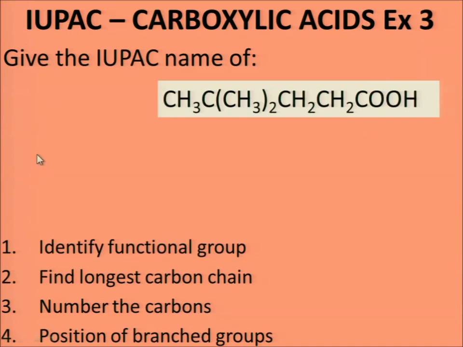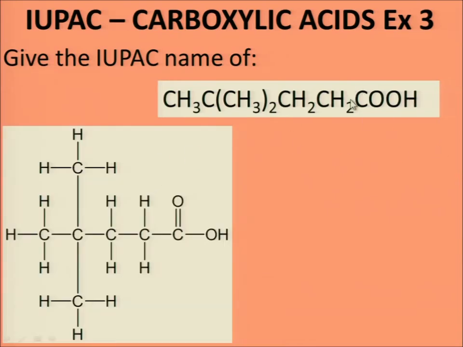Example 3. Give the IUPAC name of this molecule. Now this is the condensed structural formula. So now you first have to draw the whole structure out to see how to number your carbons. There you go. There's your COOH. Then you have a CH2 and another CH2, CH2, CH2. Now you have a carbon with 3 CH3 groups. Carbon, CH3, CH3, CH3. And now you can start your naming steps.